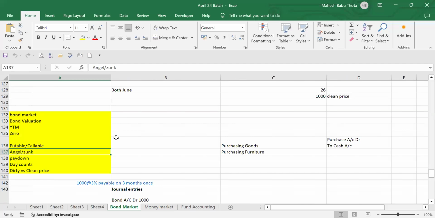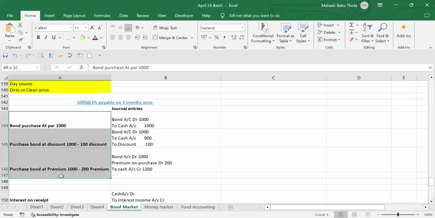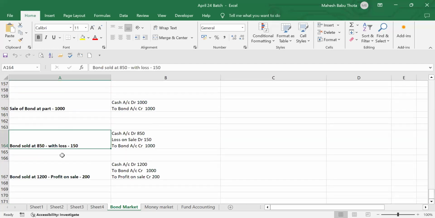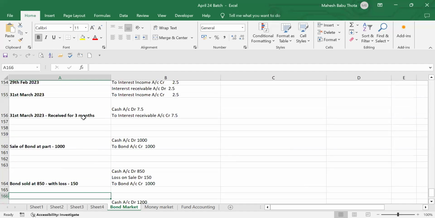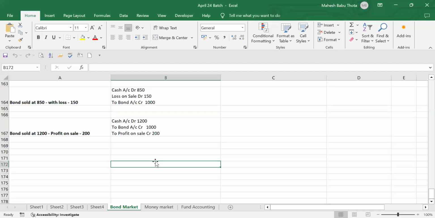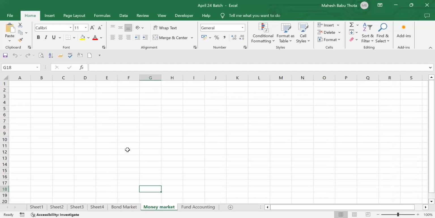And we have also seen all the general entries from purchasing the bond until we dispose of the bond, like until we sell the bond, and what is the profit and gain. Everything we record in these general entries. We have seen all these general entries with examples also, right? So today we'll discuss money market instruments.